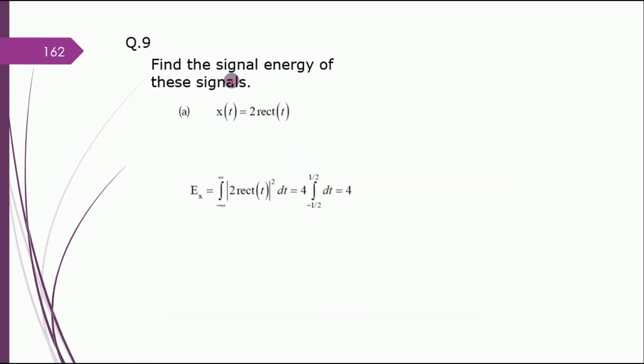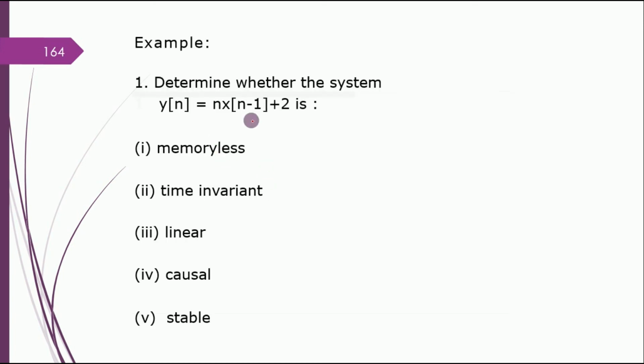Next, the energy signal, 2 into rectangle of t. It is a rectangular pulse with amplitude 2. Find the energy of it.